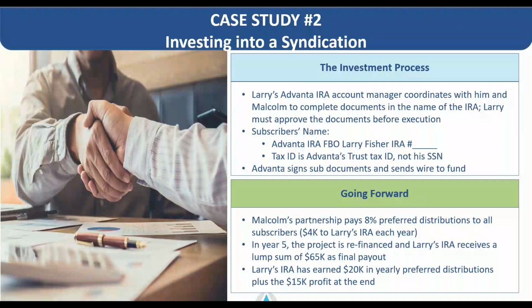And in the grand scheme of things, once this deal runs full cycle, just for example's sake, the partnership pays an 8% preferred distribution on a $50,000 investment. That's $4,000 a year. After the 5th year, the project's refinanced and a $65,000 final payout is sent. So Larry's IRA effectively generated $35,000 of either tax deferred, meaning he pays taxes on that money when he distributes it later in life, or completely tax-free income if that investment was made through a Roth component 401k or a Roth IRA account.